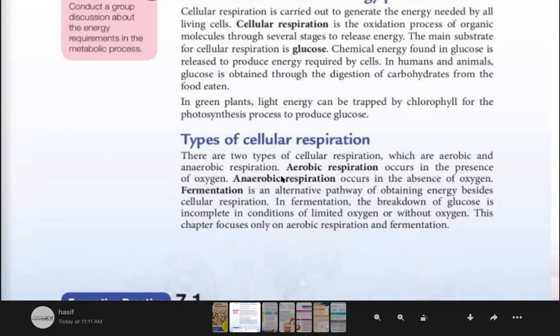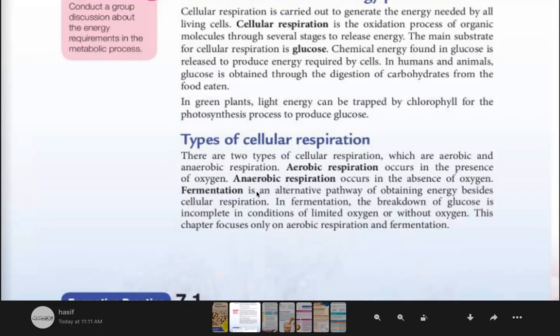So what is the difference between these two? For aerobic respiration, it occurs in the presence of oxygen. When there is oxygen, it is called aerobic respiration. As I mentioned, respiration requires glucose. So in order to carry out aerobic respiration, you should have glucose and oxygen. But anaerobic respiration or fermentation occurs in the absence of oxygen. So glucose will directly be broken down into energy. It means oxygen is not needed. Just now it was glucose plus oxygen; this one is glucose only, without using oxygen.